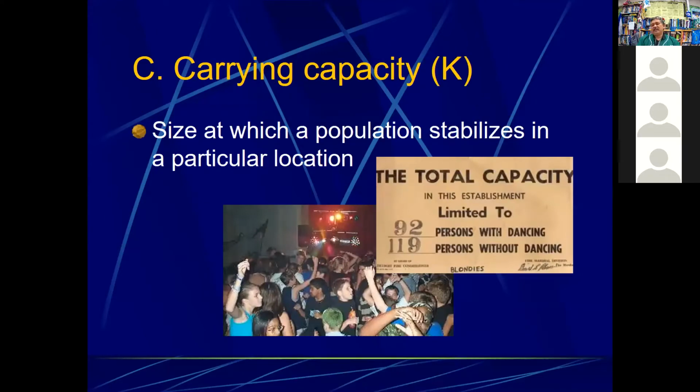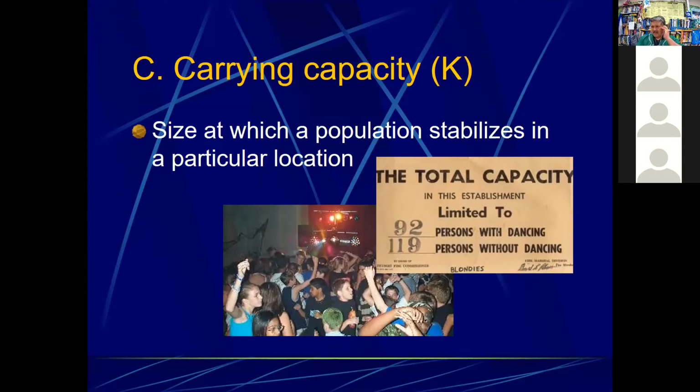All right. When you study a population, you have to talk about carrying capacity, which is abbreviated with the letter K, because there are all kinds of things that have the abbreviation C. You might think of E equals mc squared, C being the speed of light. So we give carrying capacity the letter K. It is the size at which a population stabilizes in a particular location.